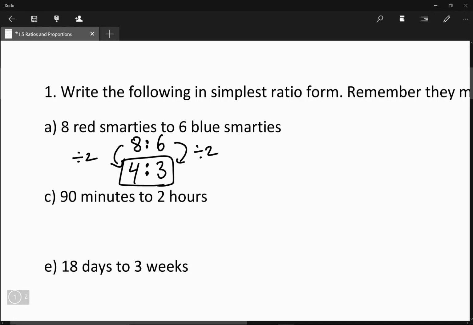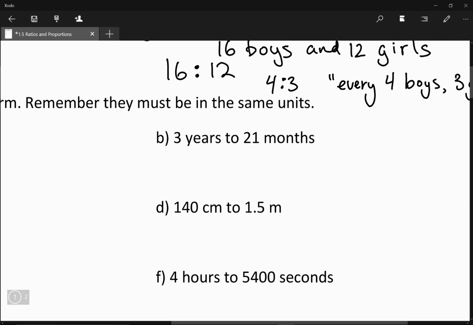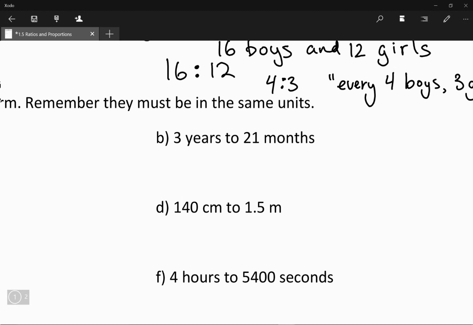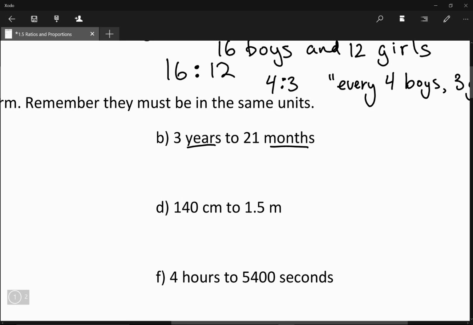Okay, let's go to B. So 3 years to 21 months. Well, these are now different units, years and months. So I'm going to keep 21 months and convert the years to months. If you recognize that there are 12 months in a year, then 3 years would be 12, 24, 36 months. So 36 months to 21 months. That would be my ratio.